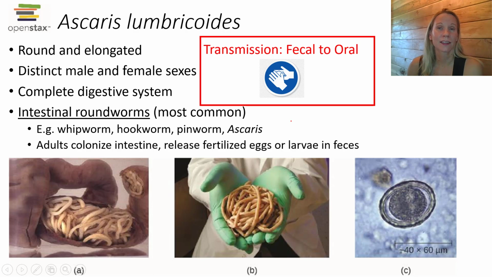They reside in the intestines, where they then shed eggs that get passed through feces. Those eggs end up in the environment or on fomites or in food and water. And then the next unfortunate person will ingest those eggs. And then those eggs will mature into this larval stage and the adult stage in the intestines.